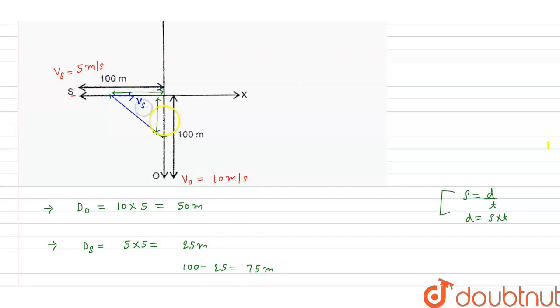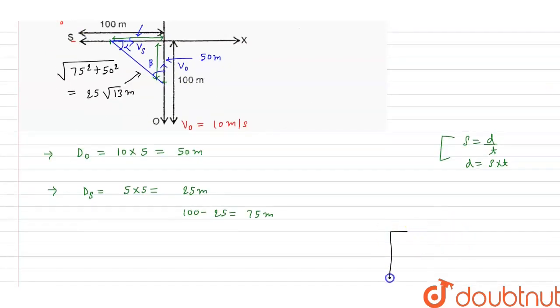Velocity of source Vs and velocity of observer V0, taking this angle alpha and this angle beta. This distance is 75 meter and this distance from the origin is 50 meter. Now this forms a triangle. So now we can find this hypotenuse, which is under root 75 square plus 50 square, which is equal to 25 under root 13 meter.